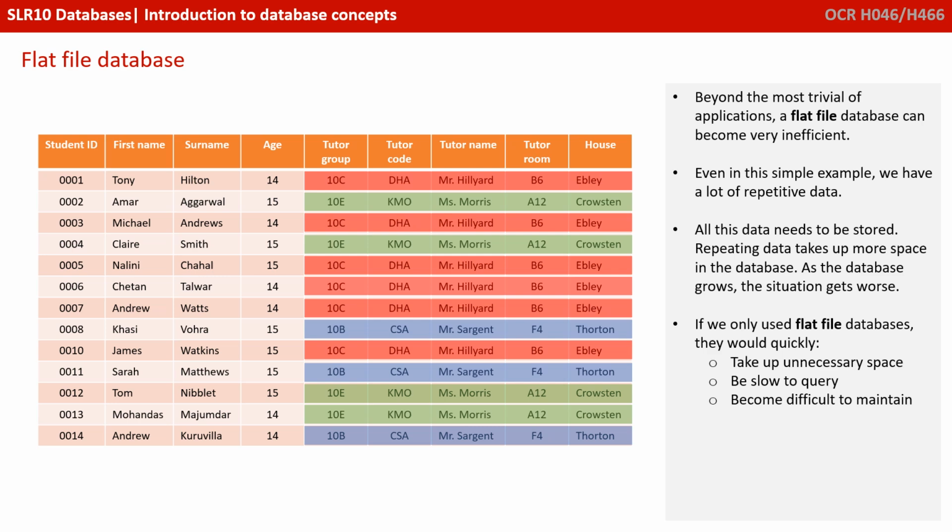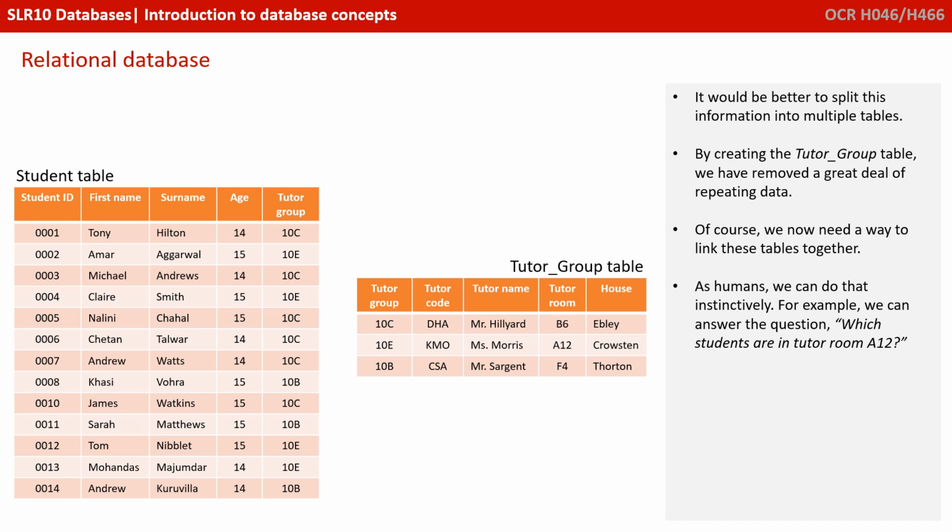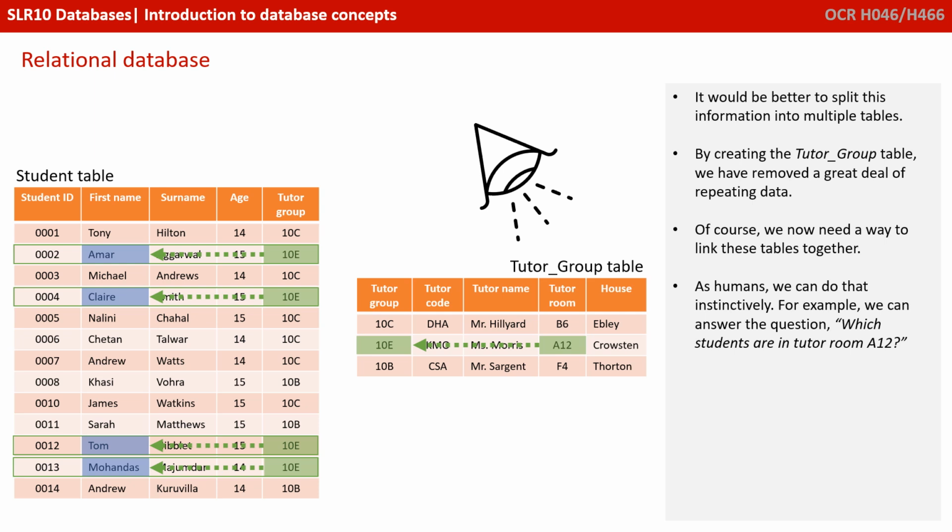It would be better to split this information into multiple tables. By splitting out and creating this tutor group table, you can see we've removed a great deal of repeating data. Of course, we now need a way to link these tables together. Now, as humans, we can do this instinctively. So if I ask the question, which students are in tutor group A12, it's easy. I simply look at A12 in the tutor group table, I find their 10E, I jump over visually to the student table and I read across each row that has 10E and I can give you the answer.